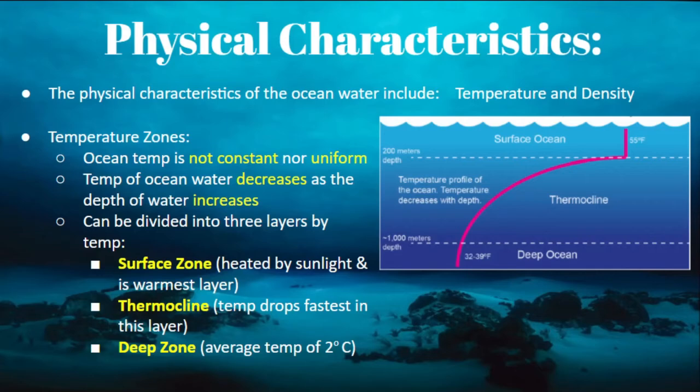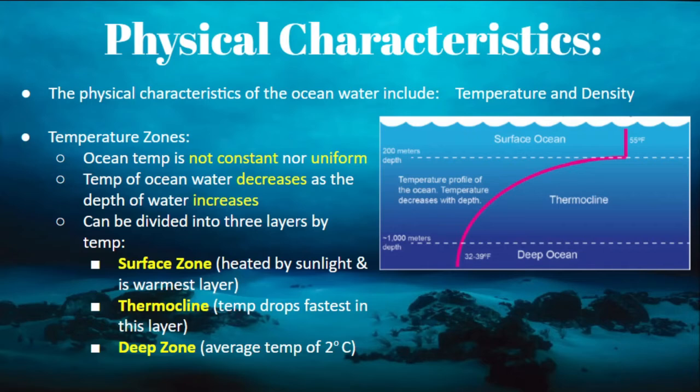Now let's talk about physical characteristics. These are mainly going to be focusing on temperature and then density. So we're going to focus on temperature first. And the thing is that ocean temperatures, they're not constant, nor are they uniform. In other words, depending on where you are in the ocean, what part of the ocean, what part of the world you're in, the temperature is going to be different.